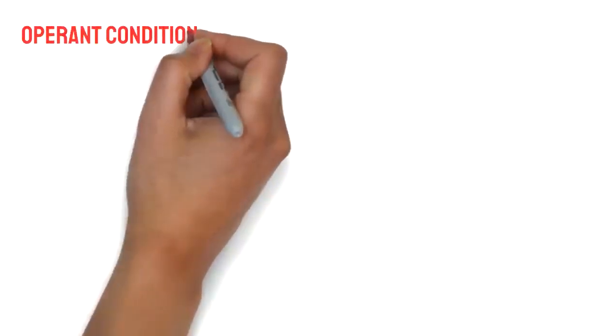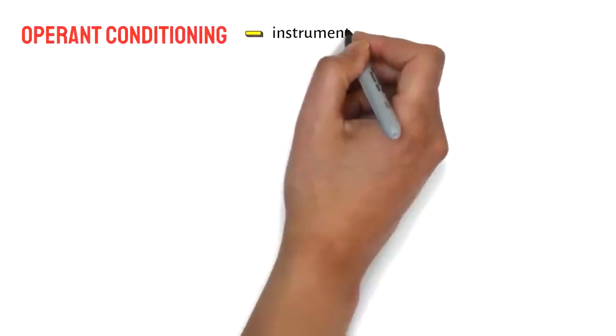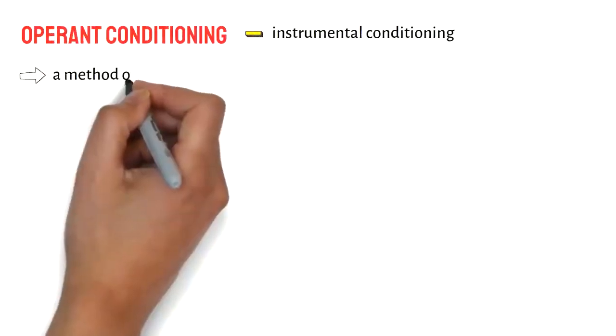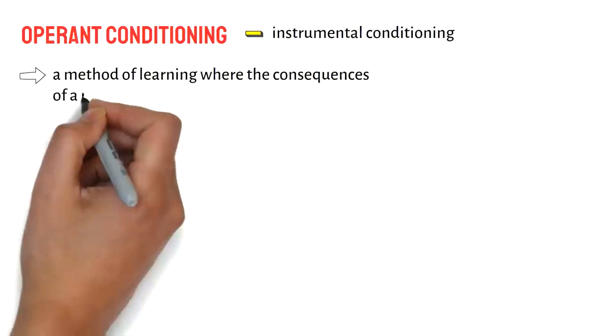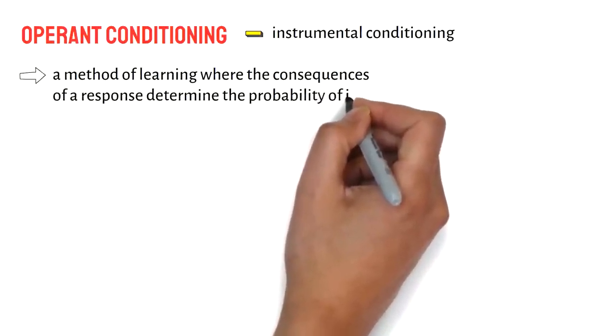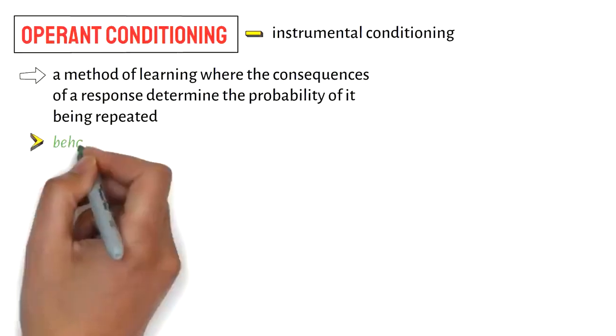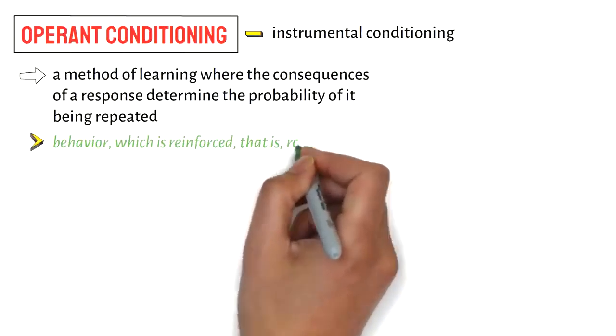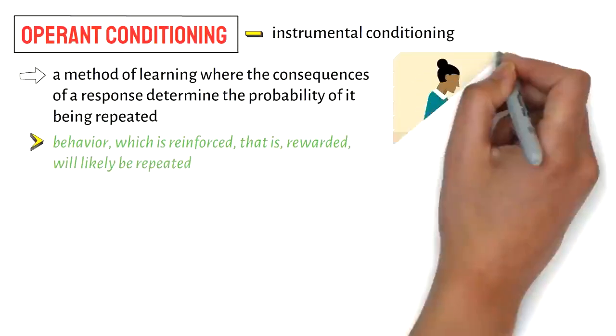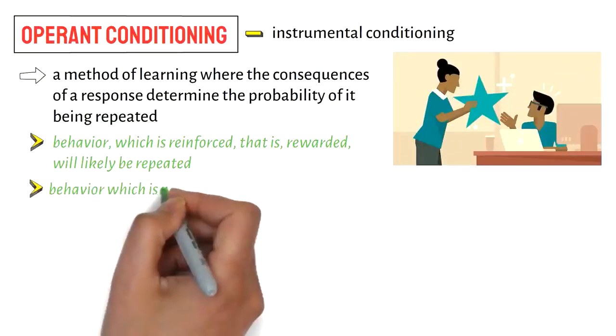Operant conditioning, also known as instrumental conditioning, is a method of learning where the consequences of a response determine the probability of it being repeated. Through operant conditioning, behavior which is reinforced, that is, rewarded, will likely be repeated, while behavior which is punished will occur less frequently.